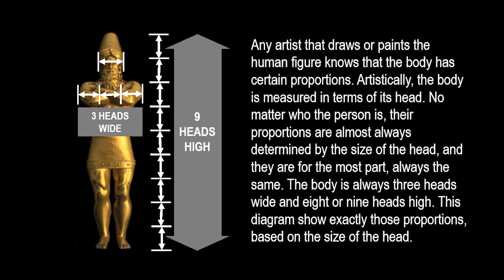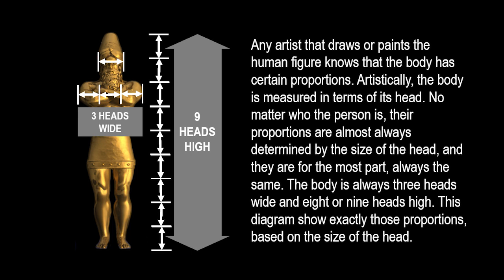No person, no matter who it is, will have a body that measures 10 heads high, because it wouldn't be anatomically correct. It would in fact be an anomaly, because it just wouldn't make sense anatomically. This diagram shows what an average body would look like based on the width of its head. As we can see, the image shown here looks perfectly normal.